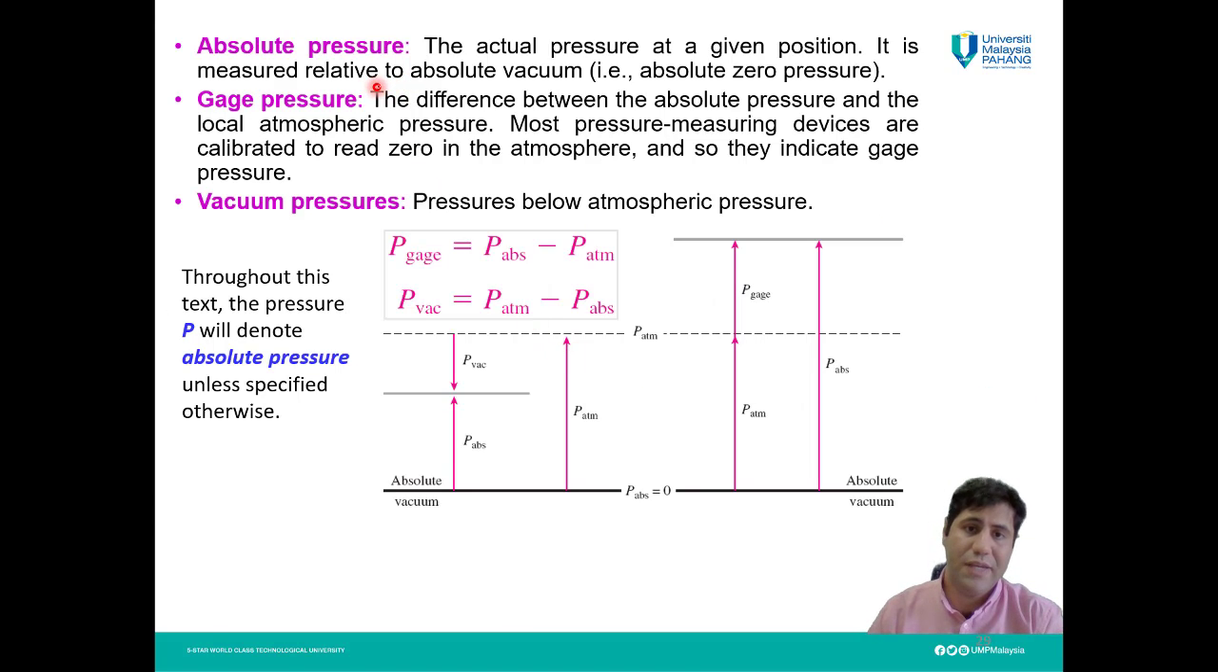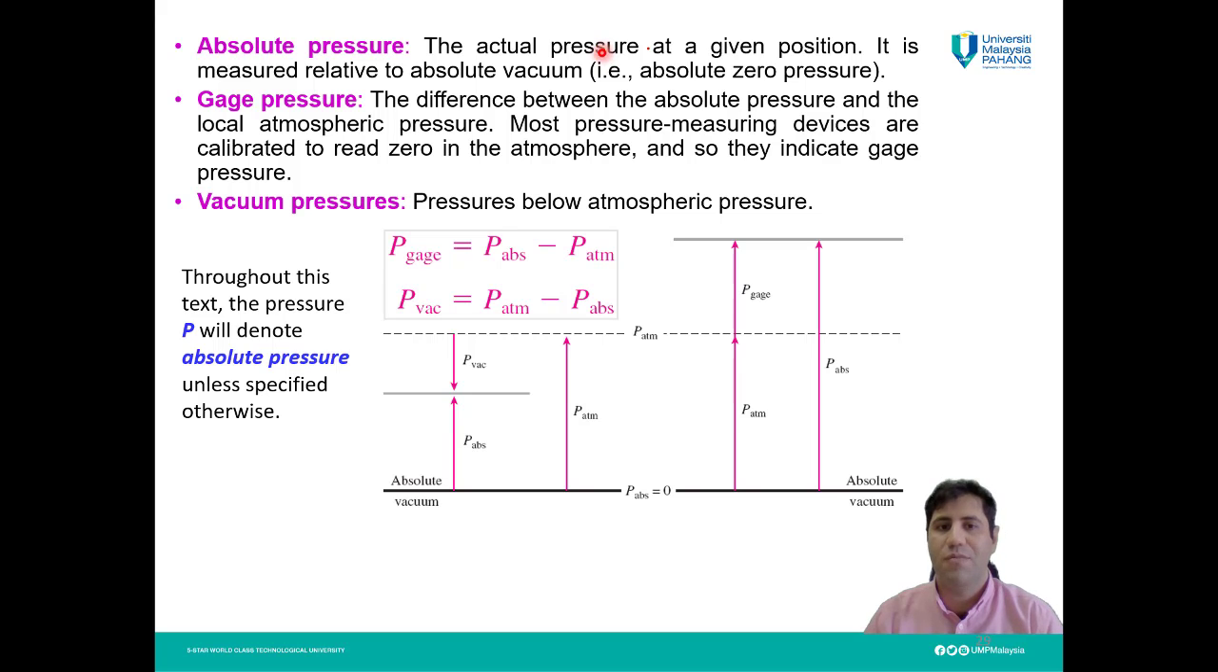But according to the method of measurement of the pressure, we have three different types of pressure. Absolute pressure is the actual pressure at the given position. I mean, here on Earth, if you are going to measure the pressure for a volume, for anything, we cannot get rid of the atmosphere pressure. We have atmosphere pressure on Earth anywhere.